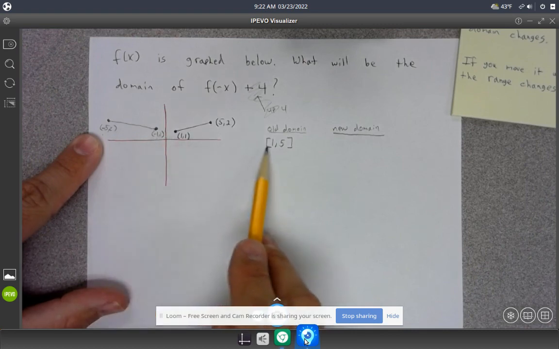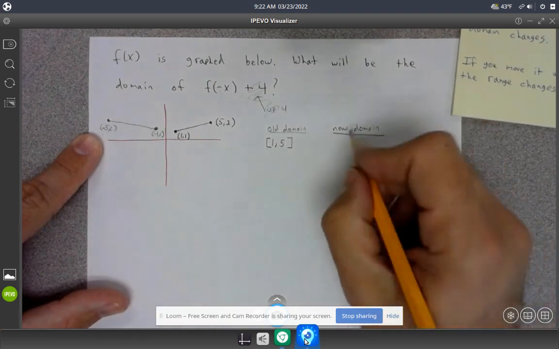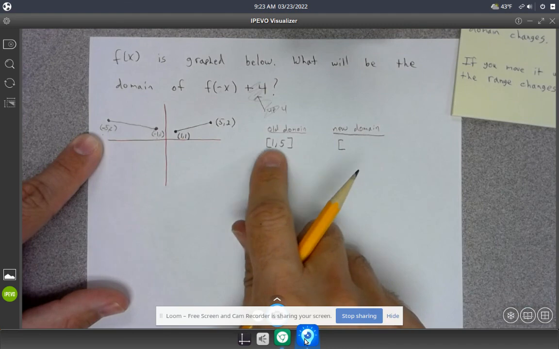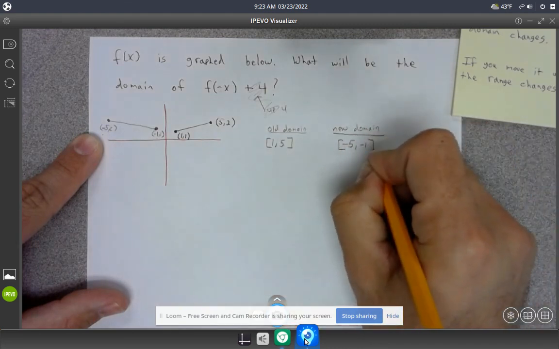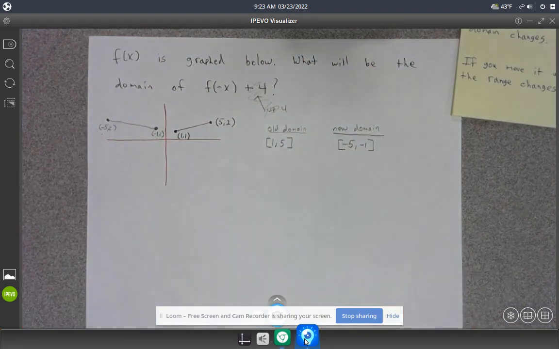But if you notice, that's just the opposite of these numbers that are here. And that's what you do for reflections, is you not only change the signs, like you'll add a negative to each one of these, but you'll also swap the order. So it's negative 5 and negative 1. And that's going to be our new domain.